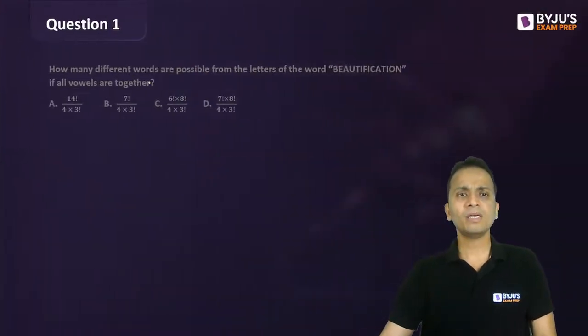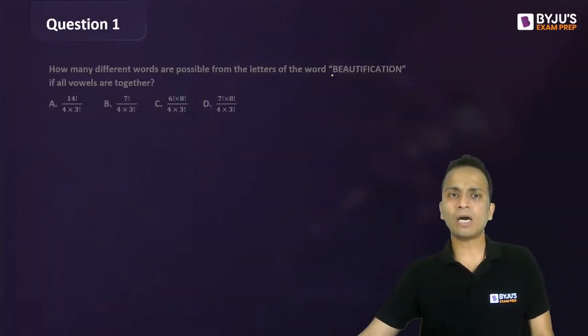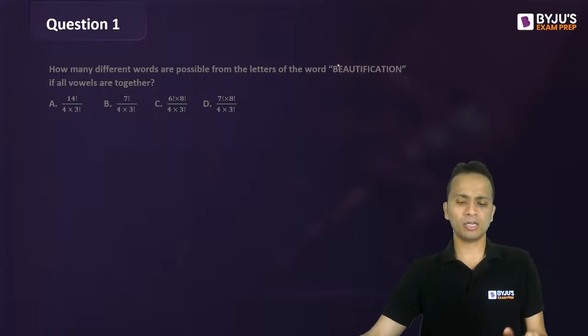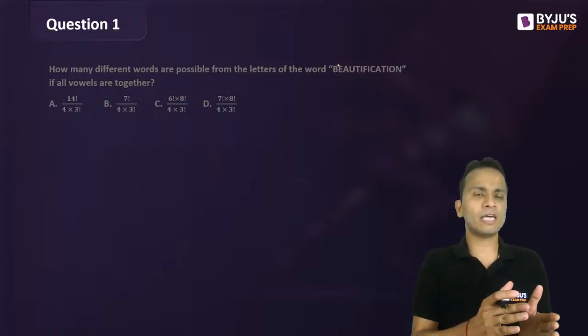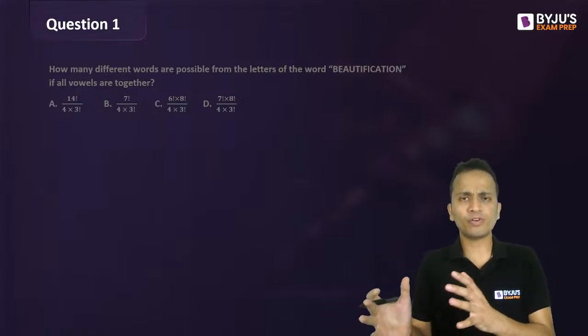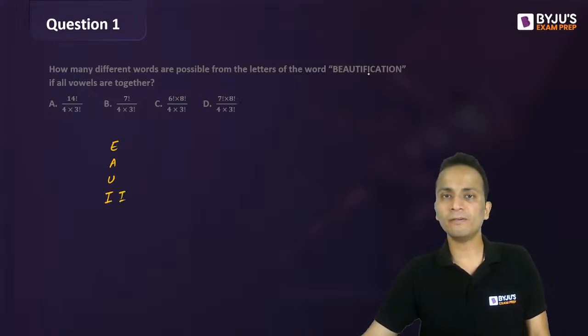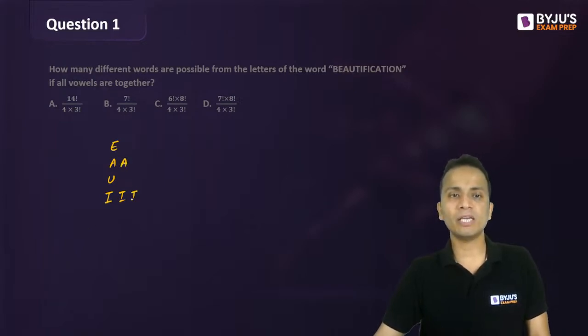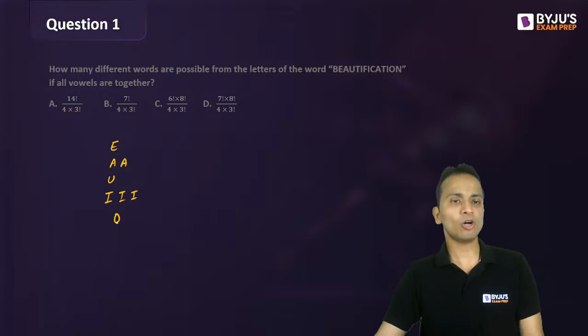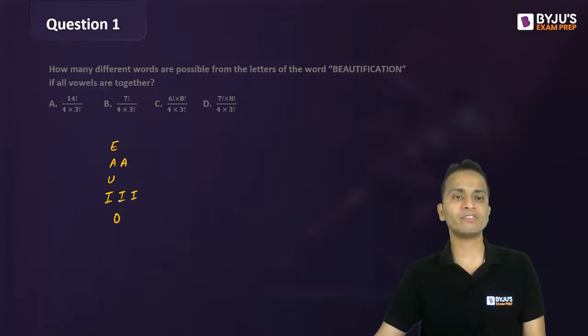Enough of time. Now, first of all, I need to count the number of letters, since they're asking us that all the vowels should be together. So first of all, let us separate all the vowels. So the vowels are E, A, U, I, and I. I दो बार है. Then A एक और बार आ गया. Then I once again and O. So these are all the vowels. 1, 2, 3, 4, 5, 6, 7, 8. 8 vowels are there. Okay.